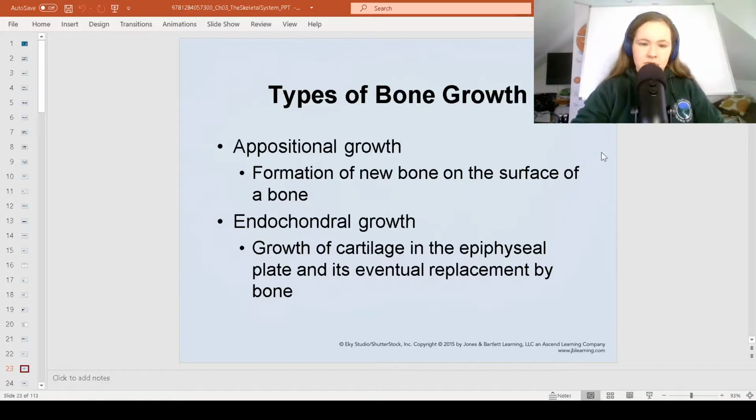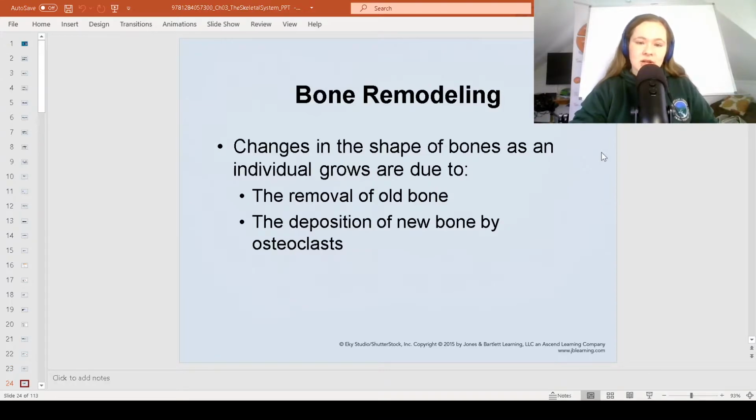Two types of bone growth. Appositional growth, which is the formation of bone on the surface of bone, and then endochondral growth. Oh my gosh, my tongue. Endochondral growth is the growth of cartilage in the epiphyseal plate and its eventual replacement by bone. Bone remodeling is the change in shape of bones as an individual grows, due to the removal of old bone and the deposition of new bone by osteoclasts.